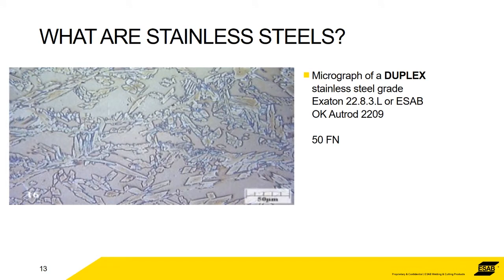Duplexes. So this is obviously a combination of austenite and ferrite, hopefully in the region of 50%. What you can see here is the lighter color is the austenite, and the darker shapes are ferrite. So we're talking something like ESAB 2209 or Exciton 2283L.